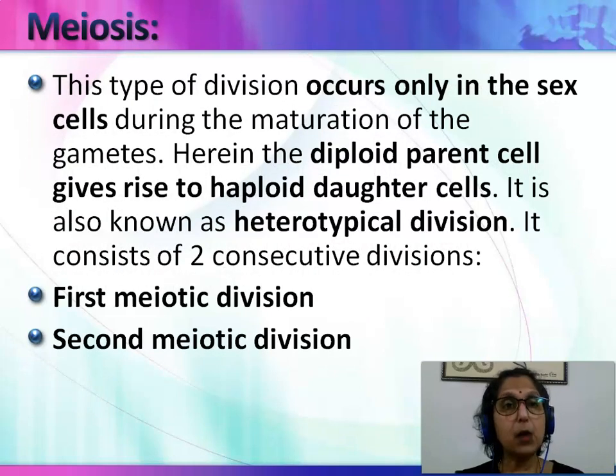Now we go on to study the meiotic division or meiosis. This type of division occurs only in the sex cells during the maturation of the gametes. Herein, the diploid parent cell gives rise to haploid daughter cells, and this is also known as heterotypical division, and it consists of two consecutive divisions. They are known as the first meiotic division and the second meiotic division.